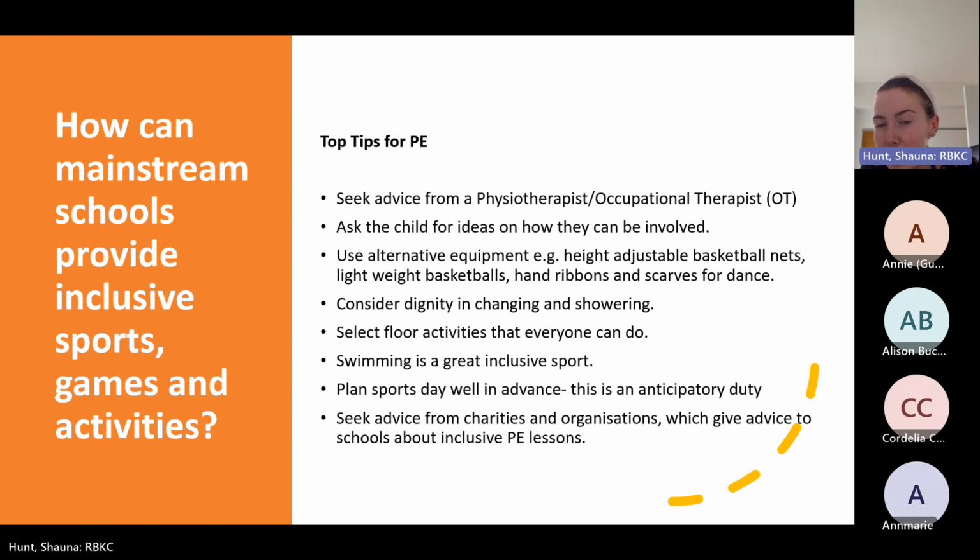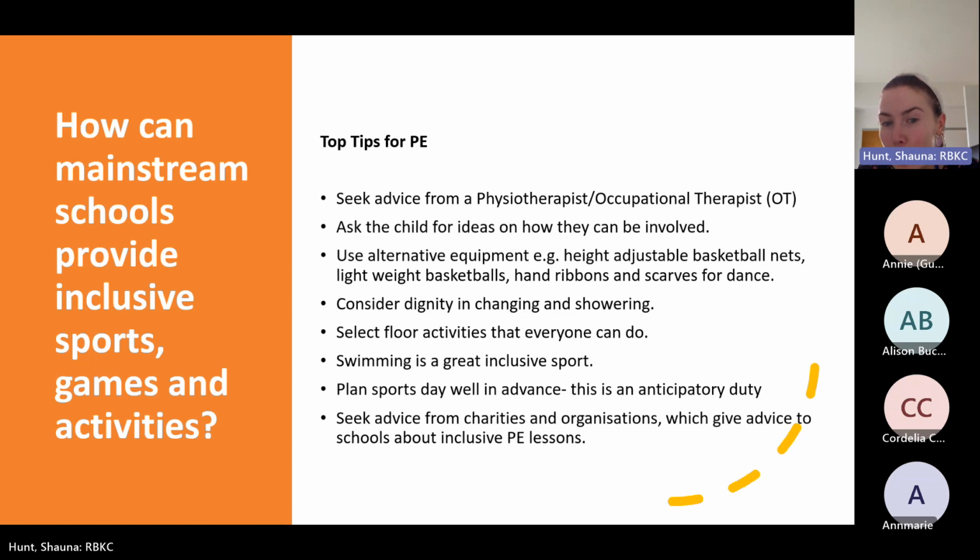Select floor activities that everyone can do. So obviously if the child has a physical disability, but they're able to maybe sit themselves upright on the floor, you could do things like yoga. You could do different positions on the floor maybe. So just trying to get them involved that way, rolling a ball, things like that. Swimming is also a great inclusive sport. Some of the swimming centres have a hoist and things like that. So even if the child is in a wheelchair, they should be able to access the pool.